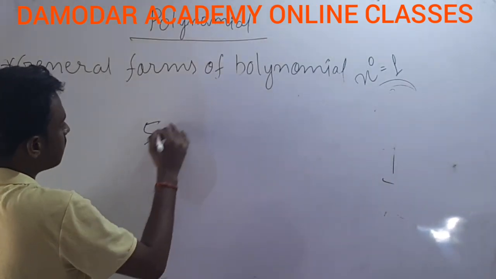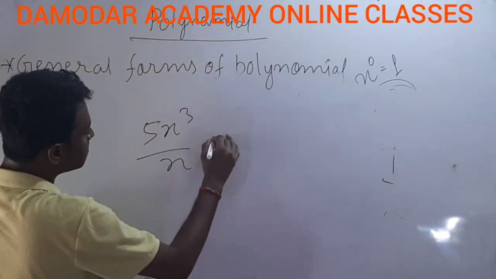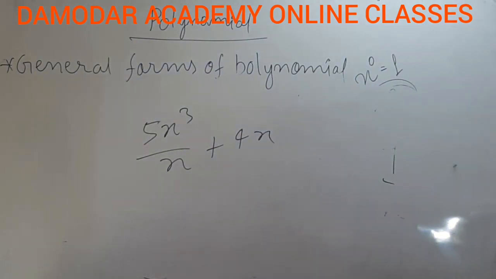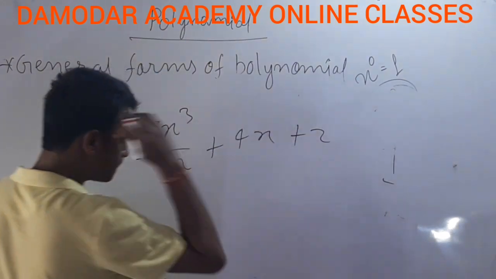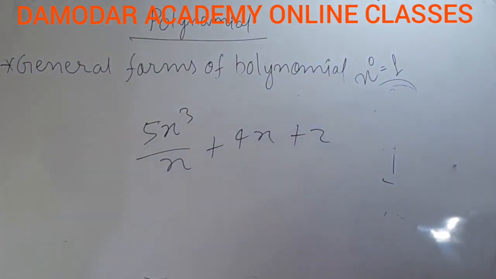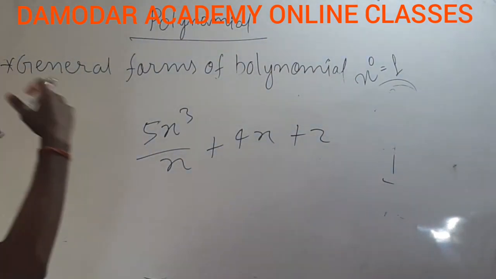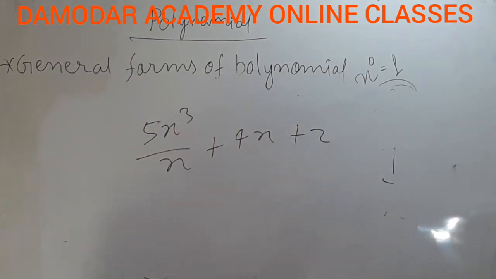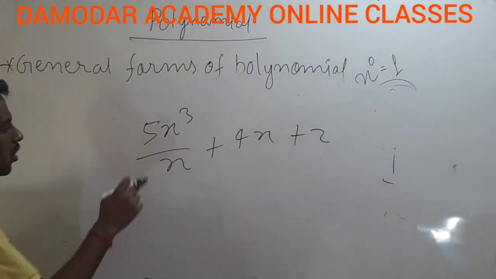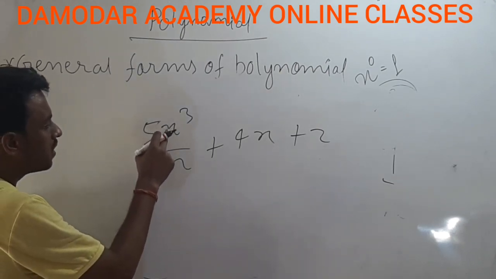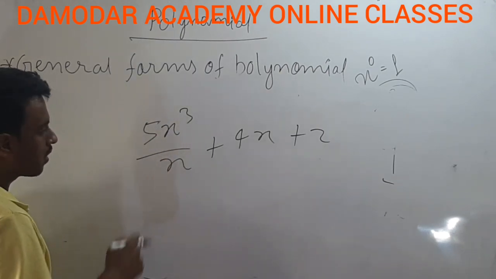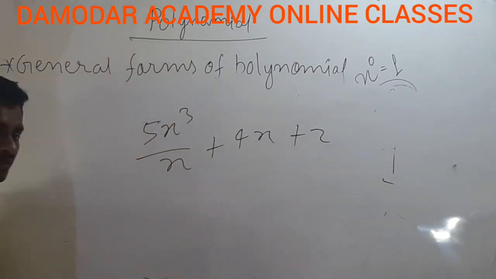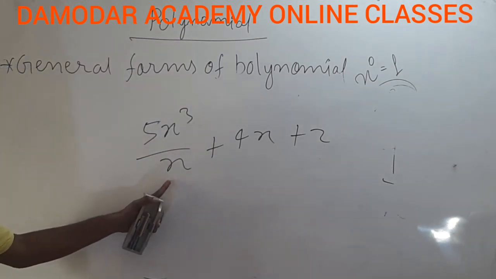Can you write 5x cube upon x plus 4x plus 2? Now look. If this type of expression is given, what do we have to do? First, we have to simplify these terms. Here, 5 into x raised to power 3 divided by x.